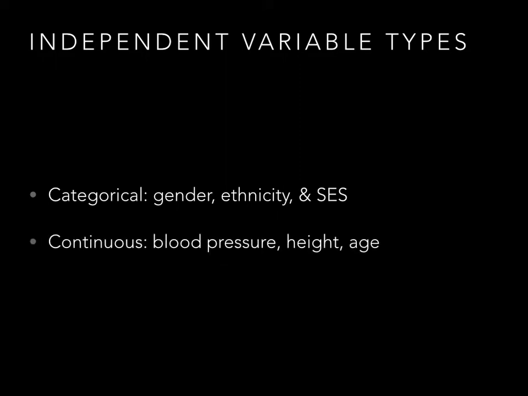There are two types of independent variables we can use in ANOVA. The first one is categorical, such as gender, ethnicity, SES. The other type is continuous, which sounds strange when you first hear that a continuous variable can be used as an independent variable in ANOVA. These variables are very common in our everyday life, such as age, height, blood pressure, and so on.